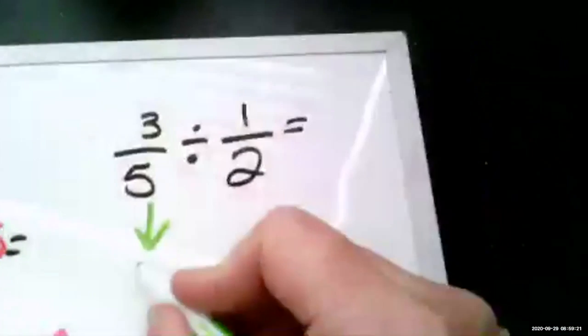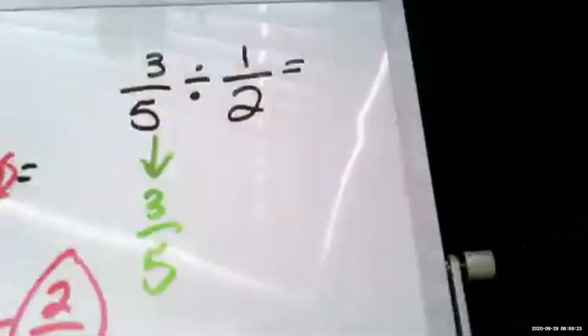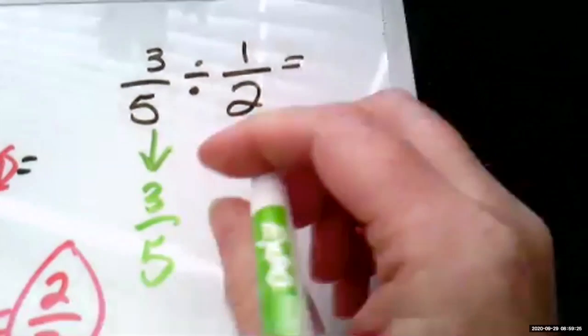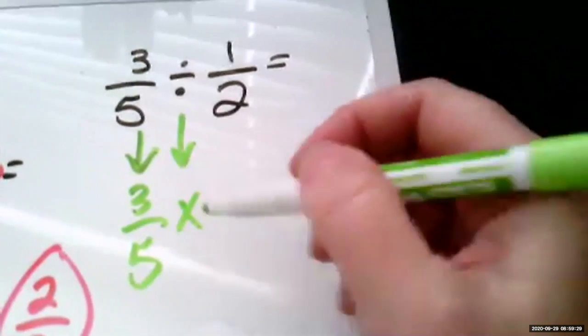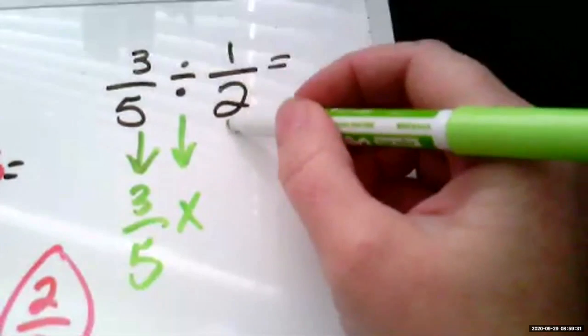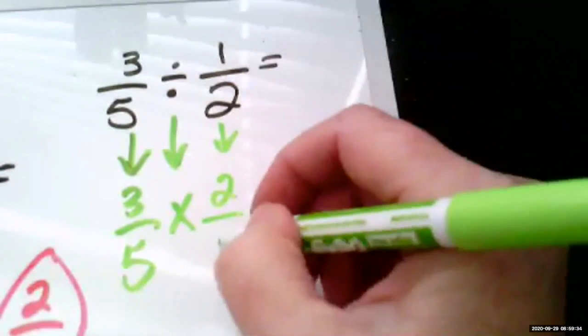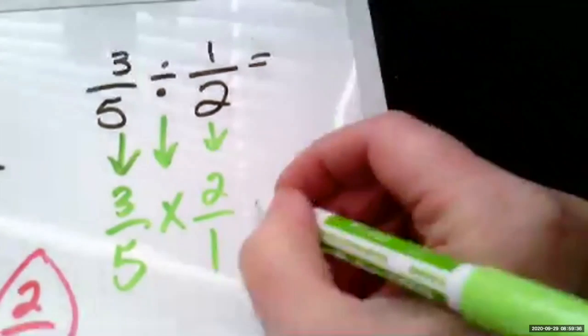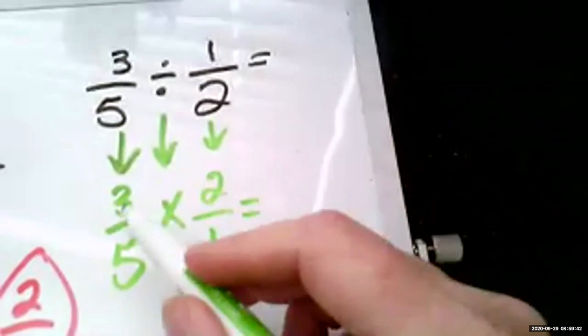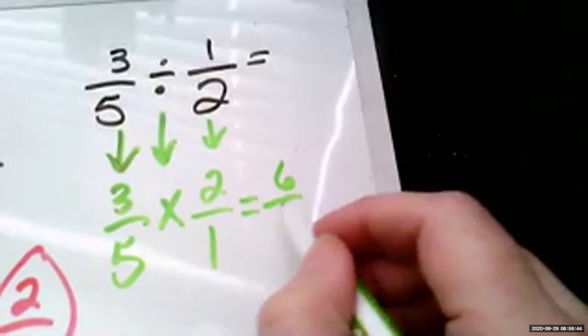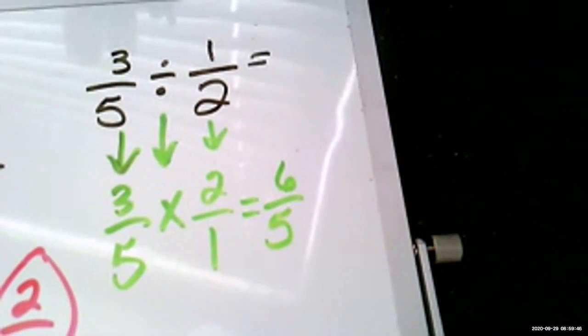If you keep the first one, 3/5. Okay, keep your first fraction the same. Always, first fraction stays the same. Divide becomes multiply. 1/2 becomes 2/1. You have to flip that second fraction. You have to multiply by the reciprocal. All right, so I saw 6/5 as an answer.